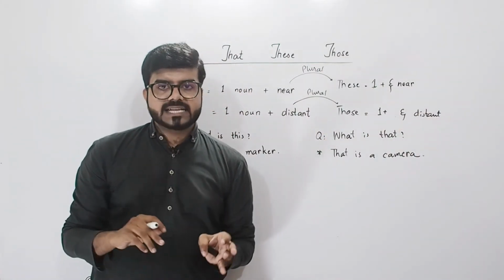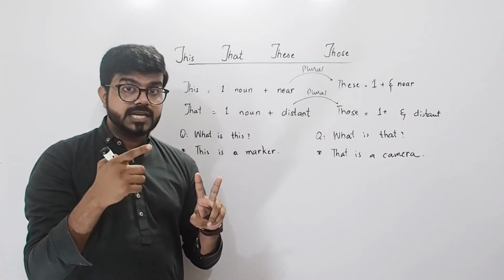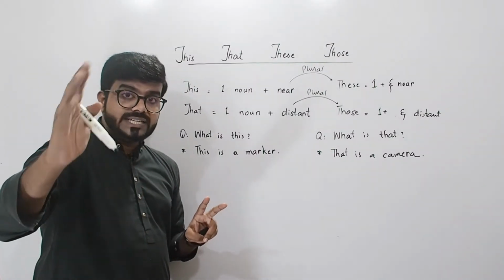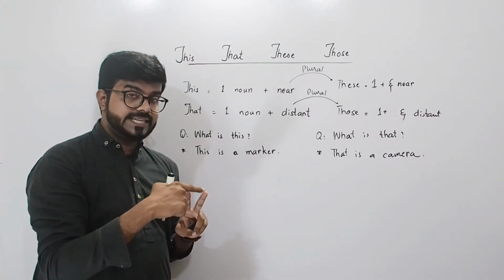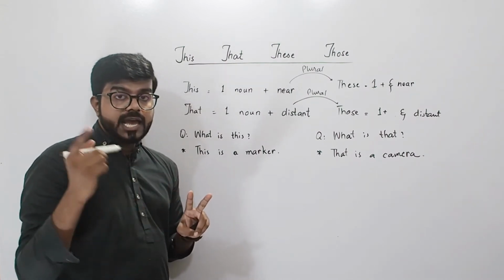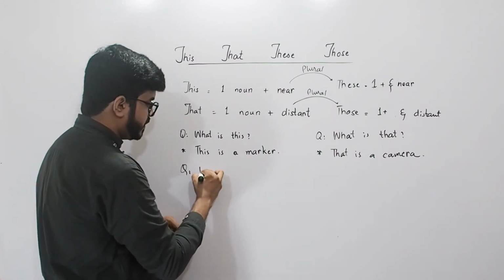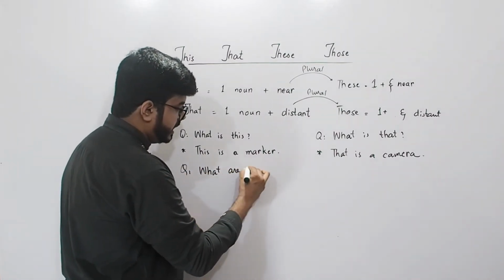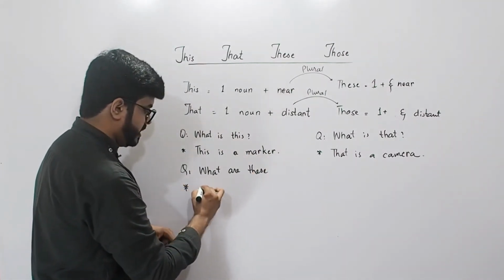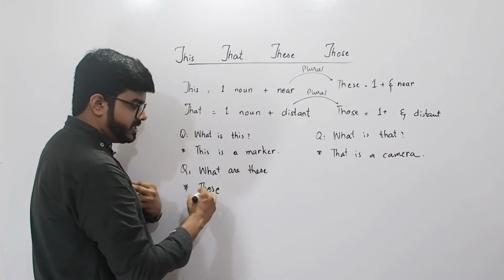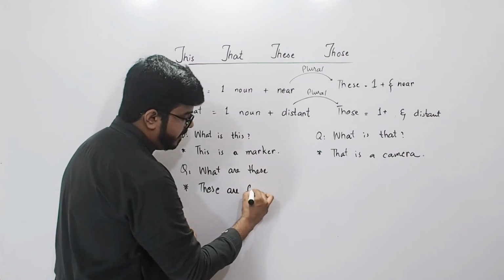Alright, so if I ask someone, what are these? I'm asking you, what are these? Since you are distant, you are not near, you will say, those are fingers. For you, these fingers are those, and for me, they are these. So the question is, what are these? And if I answer my question, it will be, these are fingers.